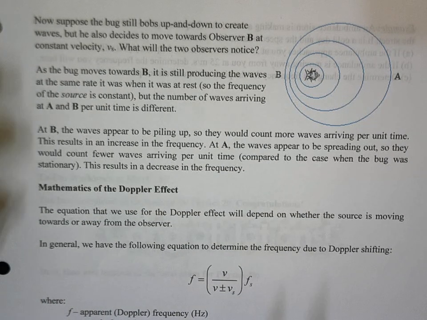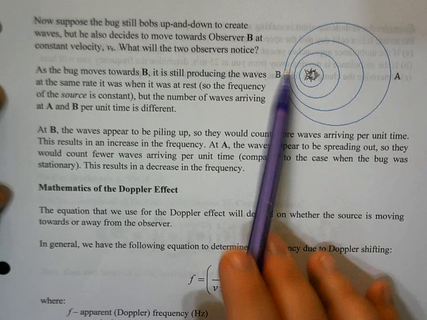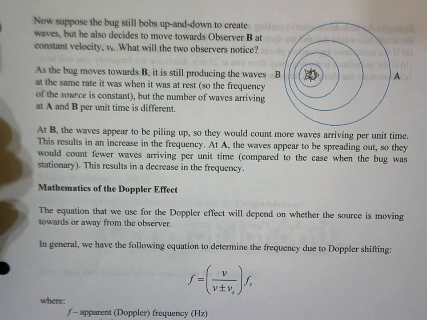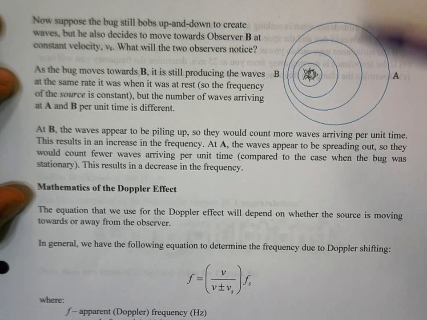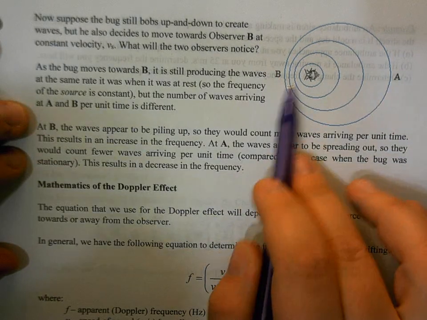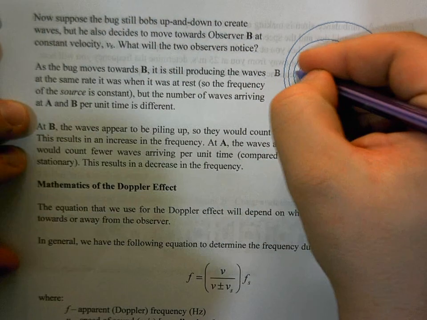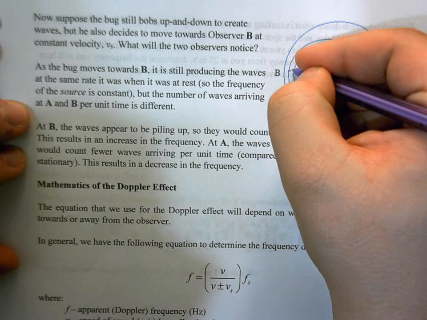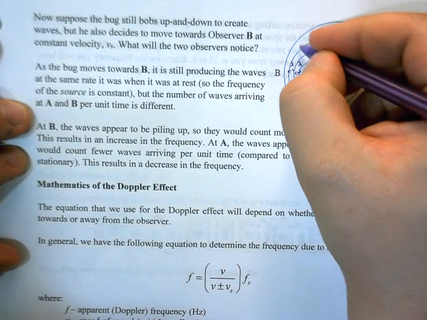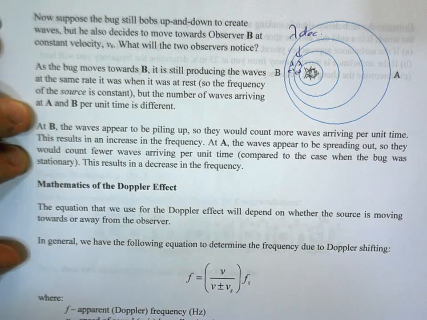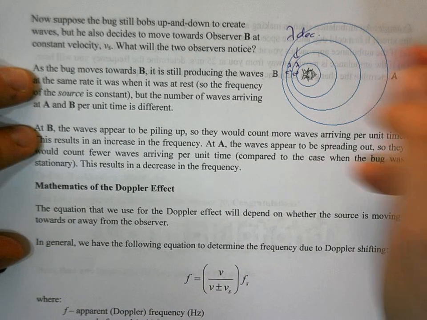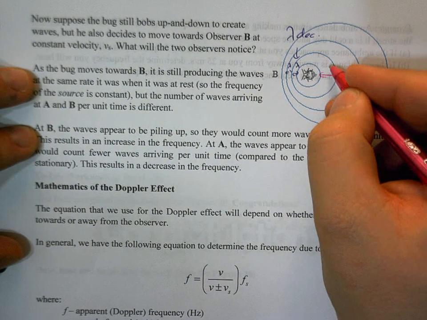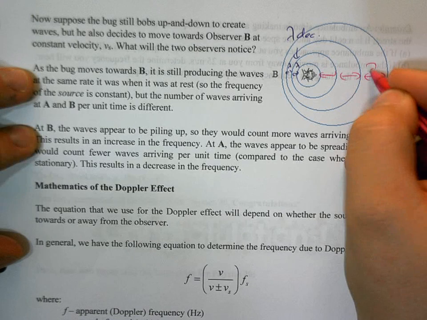Now, let's say that bug starts to move towards B instead. Still bobbing up and down, it's producing those waves, but now it's going to start to move towards B. What you'll notice here is that for B, these waves are bunching up. So what we're going to notice is that this wavelength is decreasing. But as it's moving away from A, these wavelengths are starting to increase.